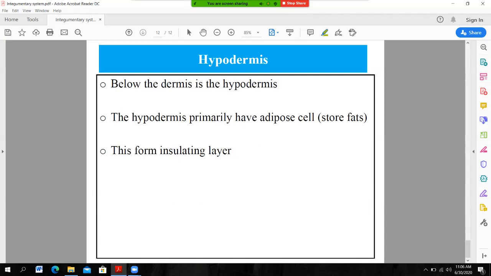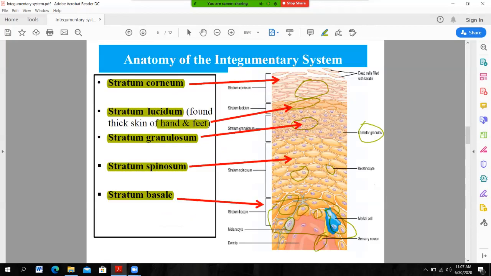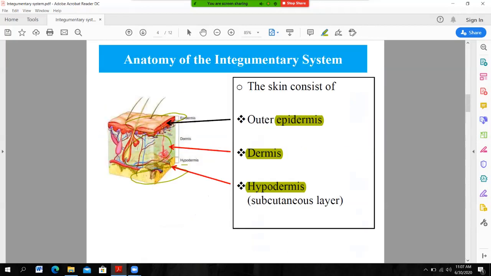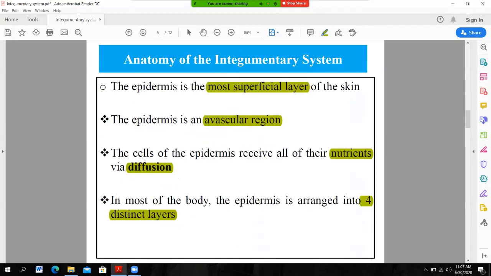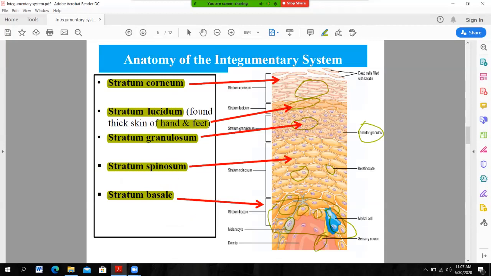Below the dermis is the hypodermis. The hypodermis primarily has adipose cells, which store fat in the form of triglyceride, and they act as an insulating layer. So the skin consists of three important layers: the epidermis, which is the outer layer of the skin, the dermis, and the hypodermis. The hypodermis consists of various types of adipose cells, which store fat in the form of triglyceride and act as an insulating material. So this is about the dermis and the integumentary system of the vertebrate.